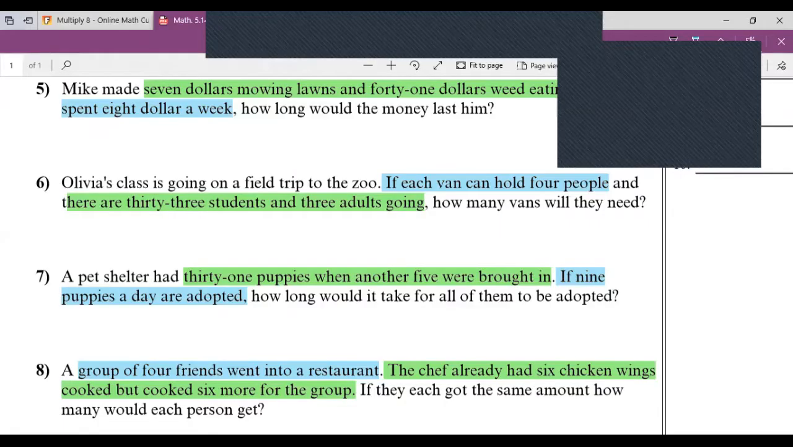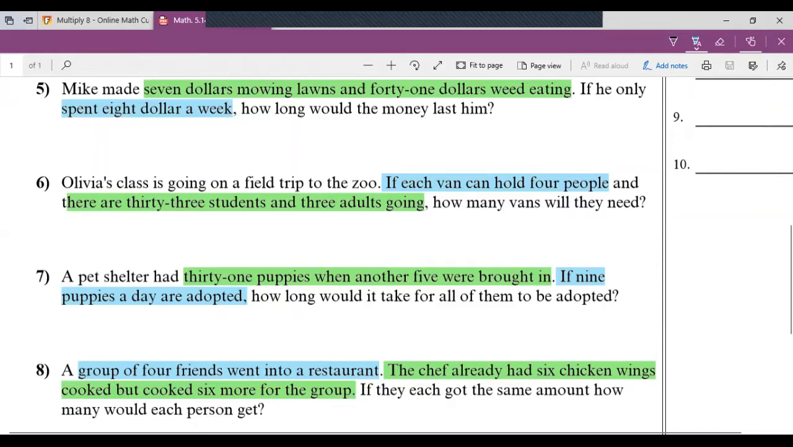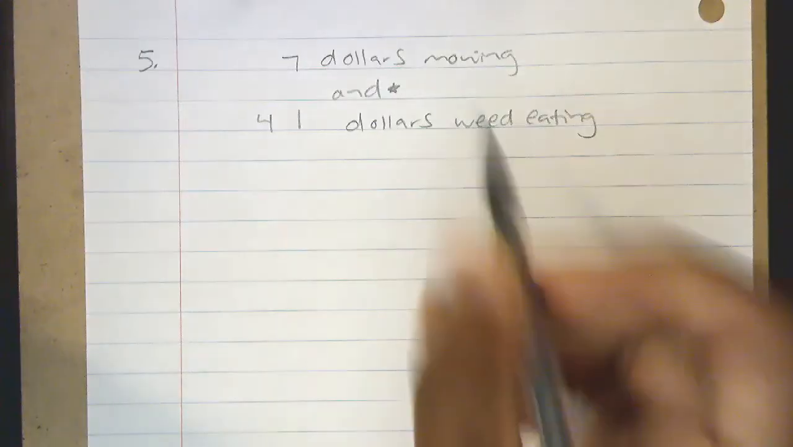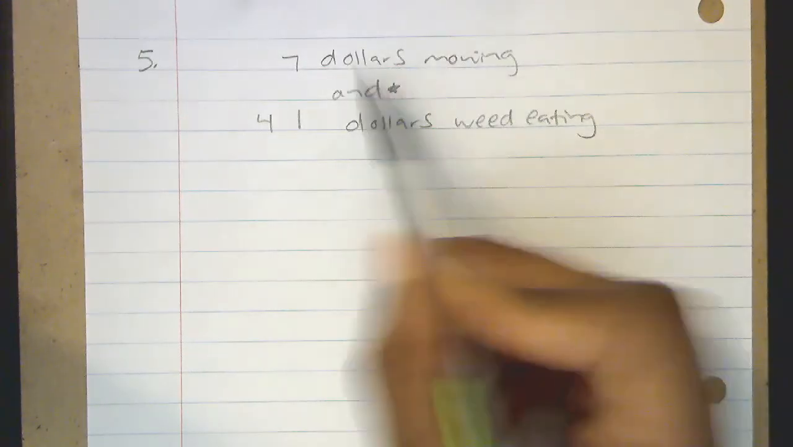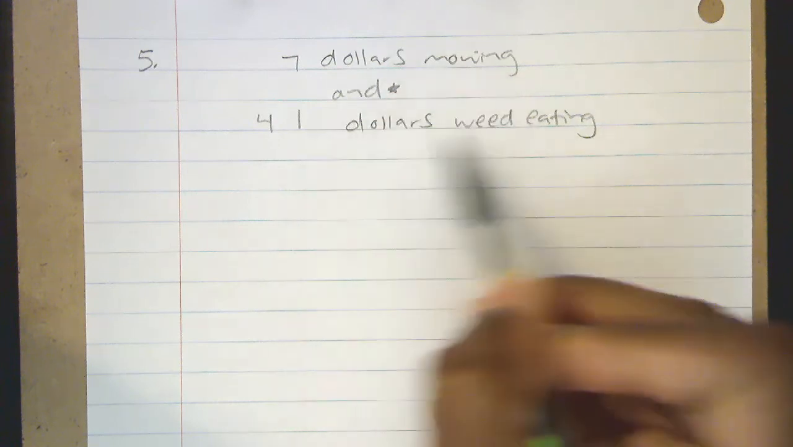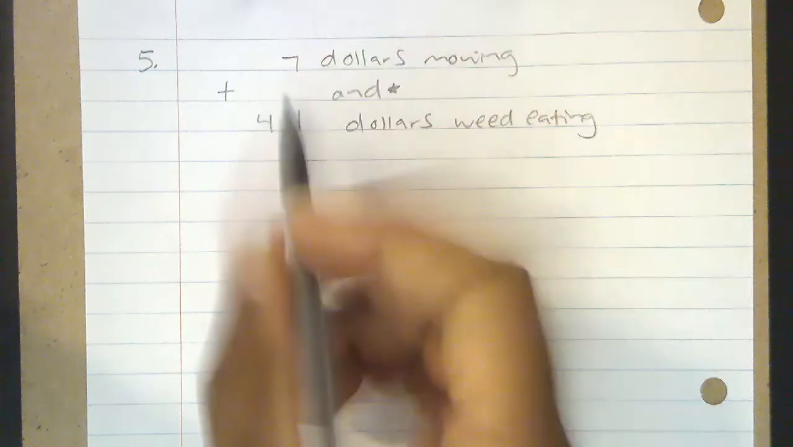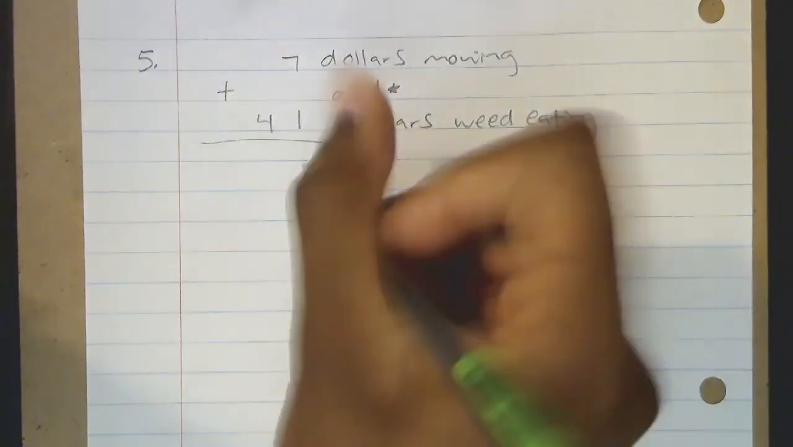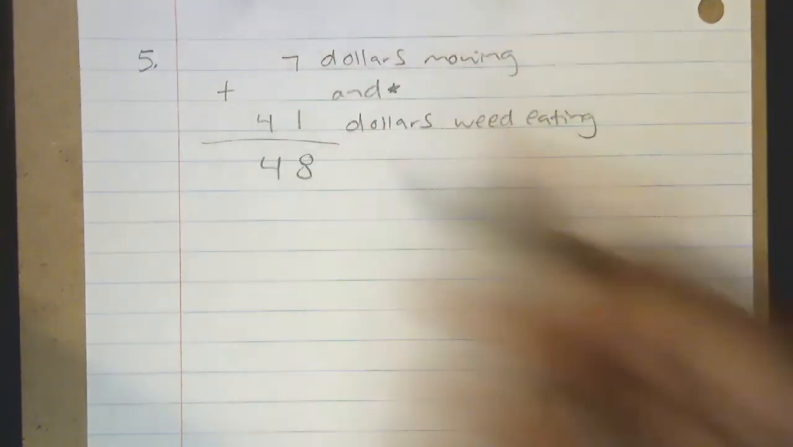All right, number 5. Mike made $7 mowing lawns and $41 weed eating. If he only spent $8 a week, how long would the money last him? All right, so the information we were given, we have $7 that he had from mowing and $41 from weed eating. So that keyword "and" tells us we're going to add 7 plus 41, 7 plus 1, 8, and bring down our 4, we have 48.